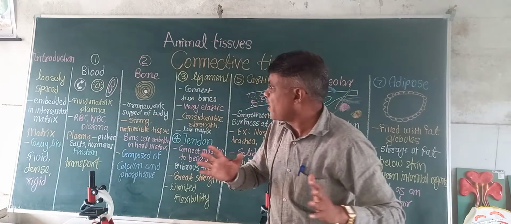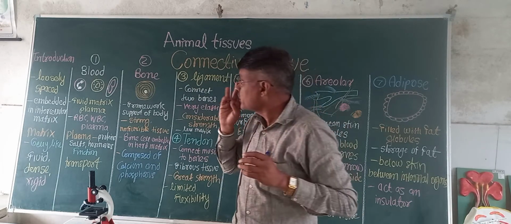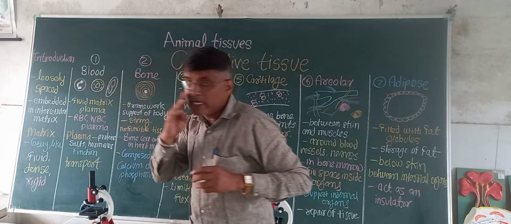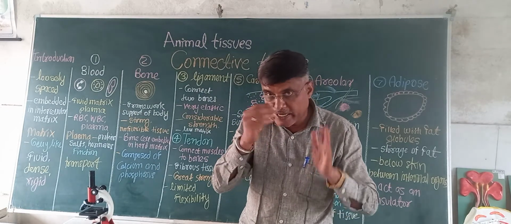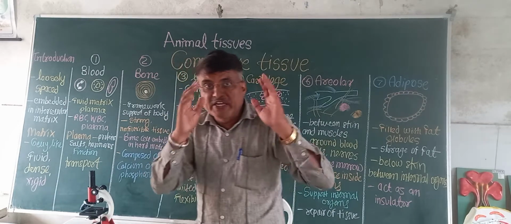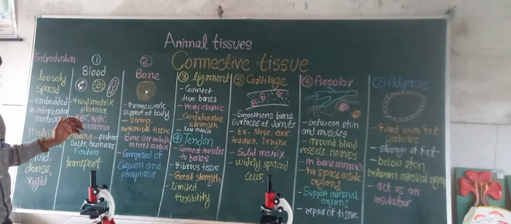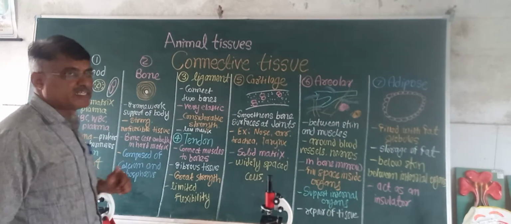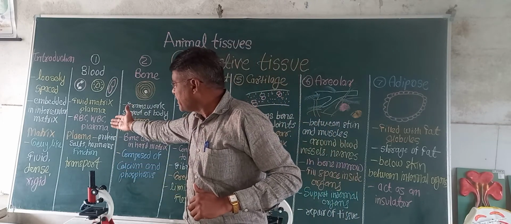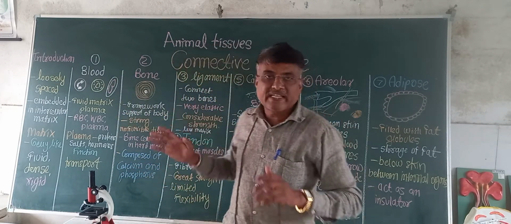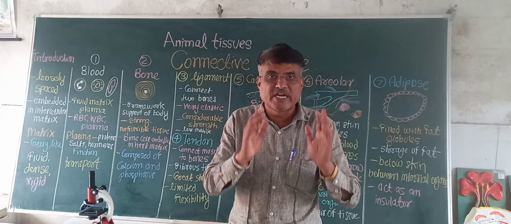Now starting from the blood, all of you know the blood. Blood is also a connective tissue, but which connective tissue? Solid connective tissue or liquid connective tissue? Blood is the liquid connective tissue. And which cells are present in the blood, all of you know: RBC, WBC, plasma. Plasma is the liquid portion. These are the blood cells and the liquid part, plasma, present in the blood, which is a connective tissue.